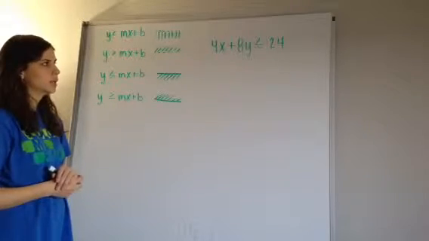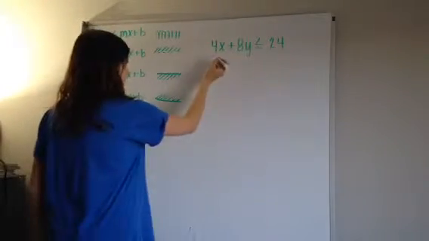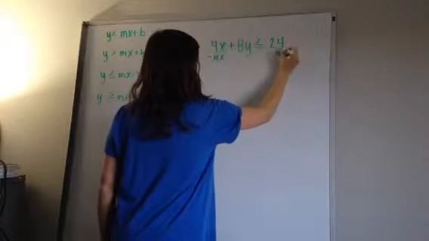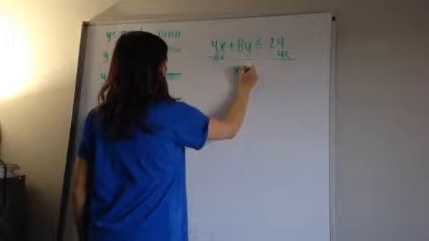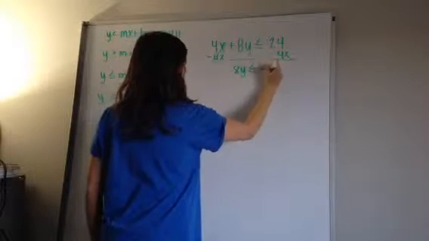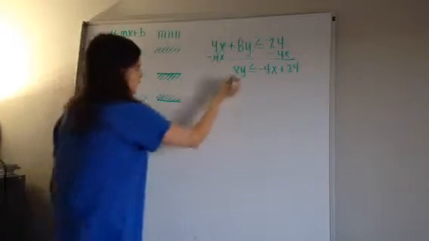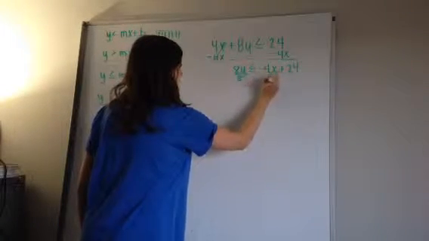In order to graph it, I'm going to have to minus 4x first. Those aren't like terms, so I'm just going to have 8y is less than or equal to negative 4x plus 24. Divide everything by 8.